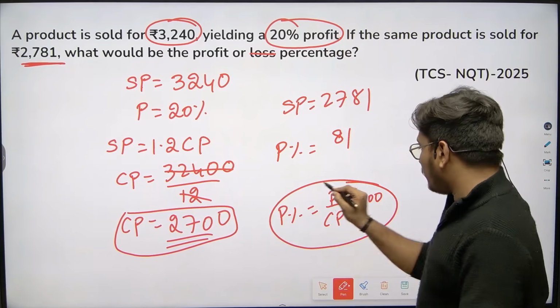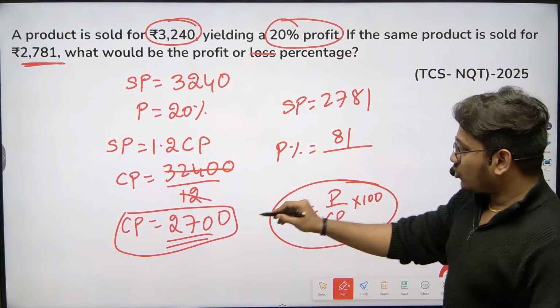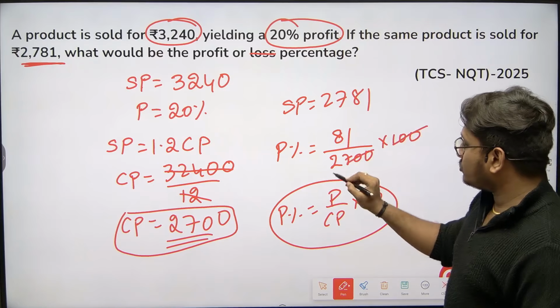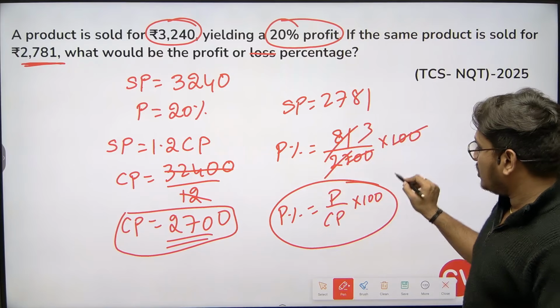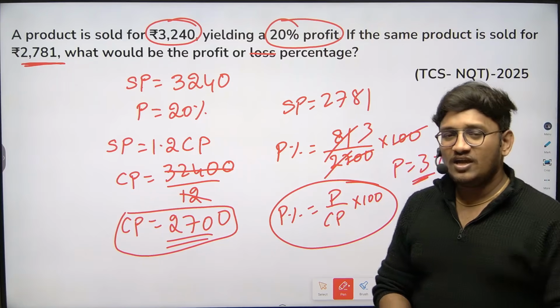I hope most of you know this already, right? So profit is 81 by cost price is 2700 into 100. So two zeros will get cancelled. 81 by 27, 27 times 3 is 81. So the final answer is a profit of 3%. So that's it. Okay, I hope you all are clear.